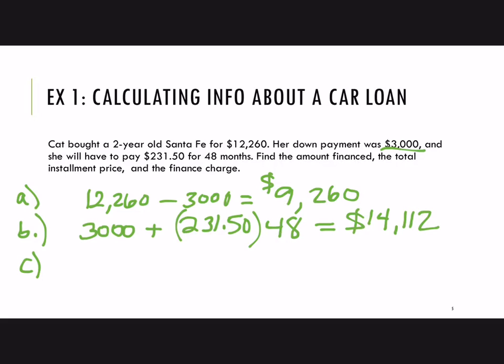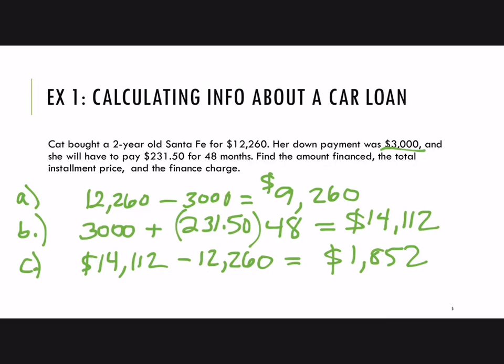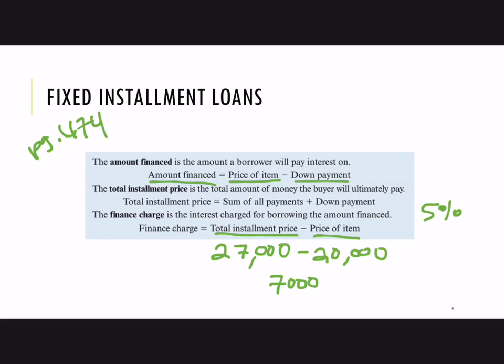Okay, so once we have that, now we have enough information to go on and find the finance charge or the interest. So we look at the total amount that she paid, that $14,112, right? And if you subtract the cost of the car, $12,260, whatever additional that she paid is the interest. All right, and that's $1,852. Okay, so follow along with these equations if you need them, or just refer back at least to the definitions of these terms. Okay, make sure you know what amount financed is, total installment price, finance charge.